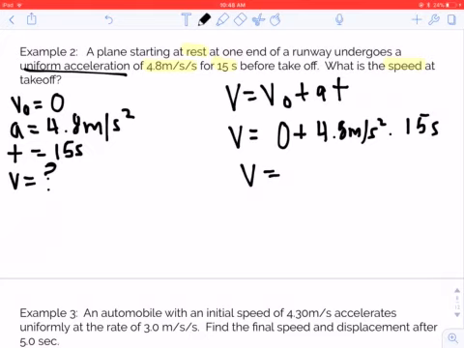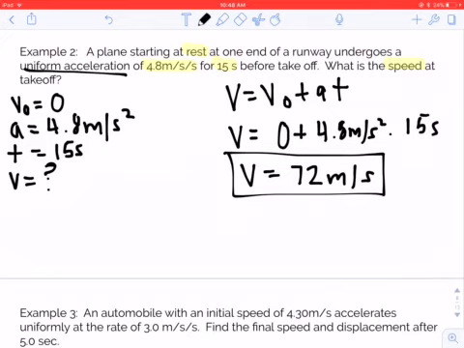When we plug that into our calculator, we will get that the final velocity of our plane is 72 meters per second. So velocity at takeoff, 15 seconds from the beginning of the runway, will be 72 meters per second. Again, the object speeds up because acceleration and final velocity are both positive. So it speeds up in the positive direction.